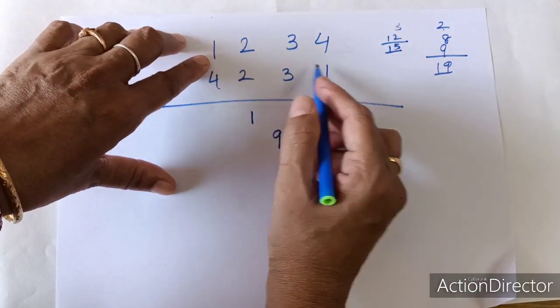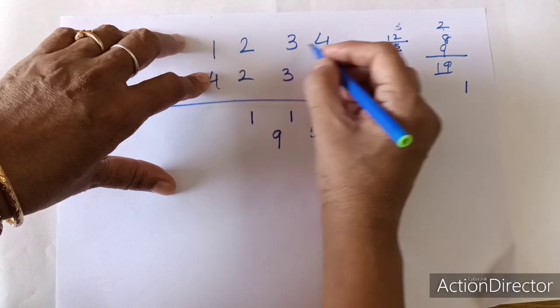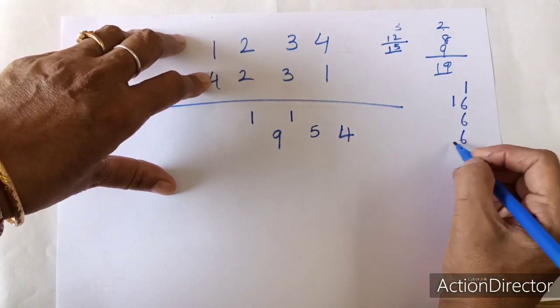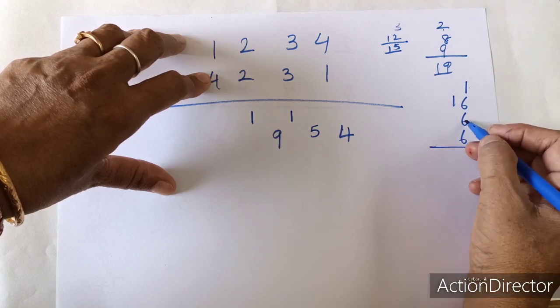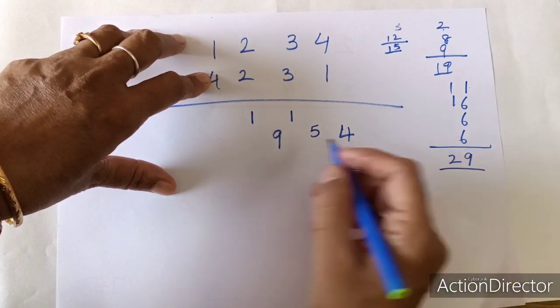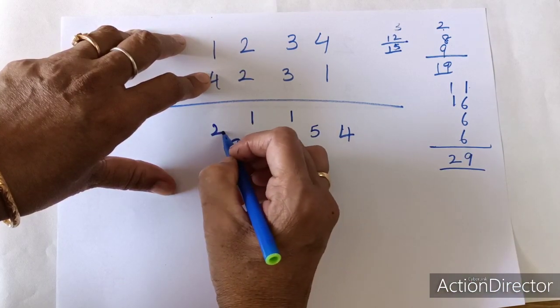Now I will take 4 numbers. 1 into 1 is 1. 4 4s are 16. 2 3s are 6. 2 3s are 6. So 6 plus 1 is 7. 7 plus 6 is 13. 13 plus 6 is 19. So it is 29. I will write 9 over here and 2 carry.